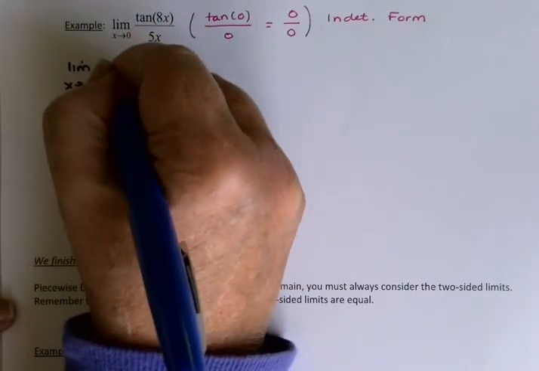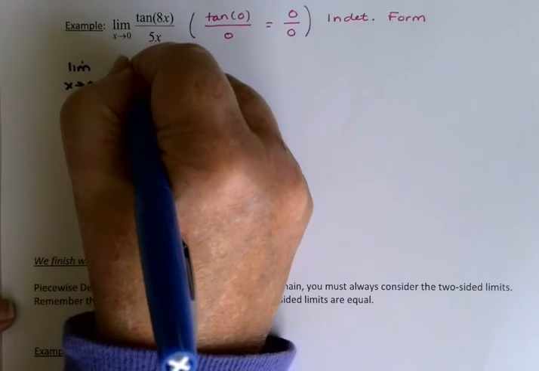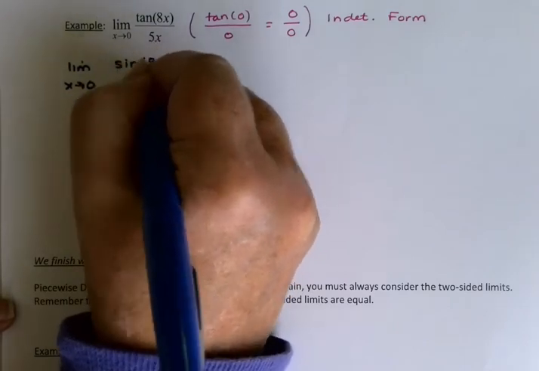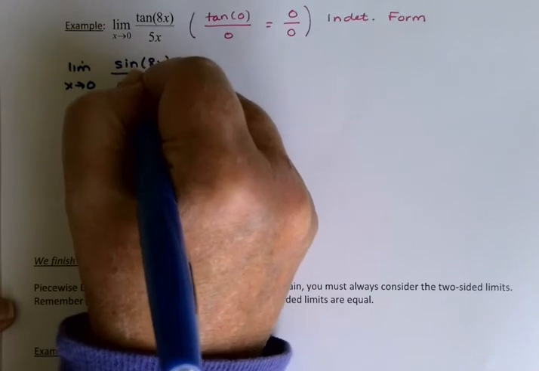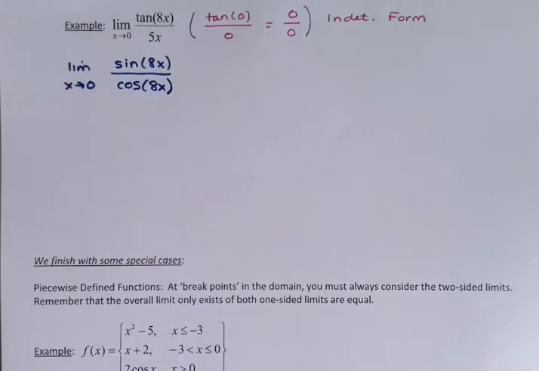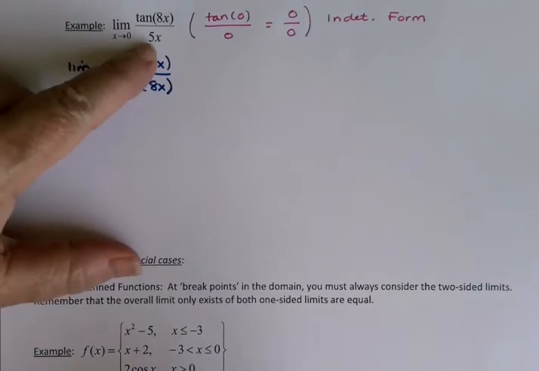I'm going to rewrite the tangent of 8x as sine 8x over cosine 8x. And now here's one of my very favorite algebra tricks. You'll see me use this a lot this semester, so it's cropping up for the first time. Here we go. I don't like complex fractions.